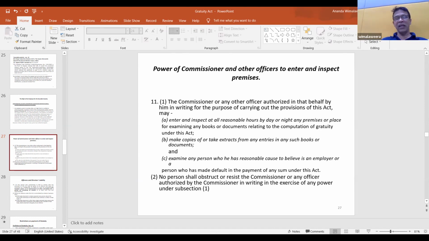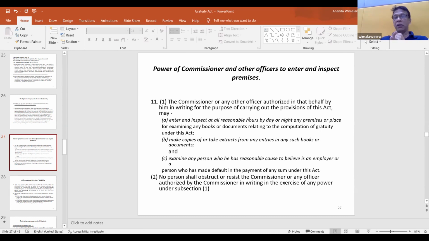This is, ladies and gentlemen, very clear, right? These are the powers that the commissioner has. He can enter and inspect all documents. No one can violate it. No one can interrupt. By law, the commissioner has been empowered. Commissioner means the Commissioner General of Labor is the main actor.